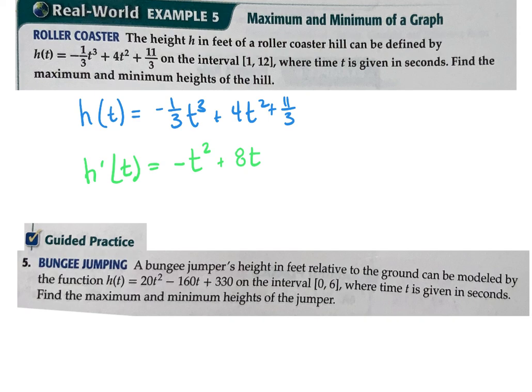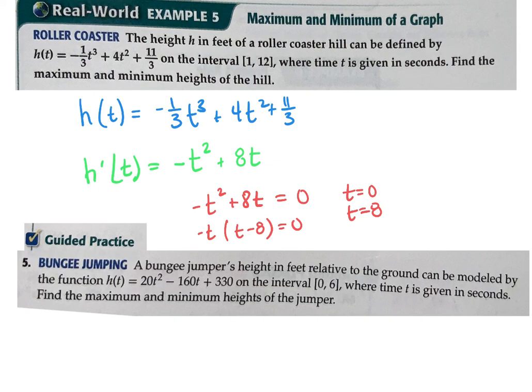So how do I figure out where that's 0? We'll set it equal to 0, right? Does that work? So I'm going to take this function right here, and I'm going to set it equal to 0. How do I find that? Factor out negative t, and you get negative t times the quantity t minus 8. All right? Set each one equal to 0. T could equal 0 or T could equal 8. All right? So far, so good?